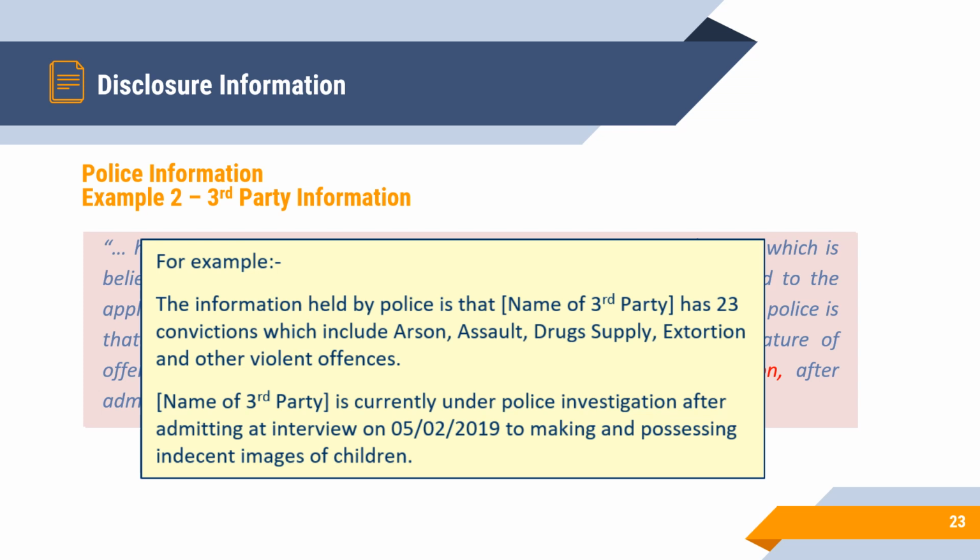In these types of disclosure, police are extremely mindful of the sensitive nature of this information. It might well be the case that the applicant might not be aware of the police information about the third party, and this could come as quite a surprise to them. In all such instances, police must balance the need to protect the vulnerable in our society against the rights of the individual whose information they are considering for disclosure, and police will only ever disclose where there is considered to be a pressing public protection need to do so.